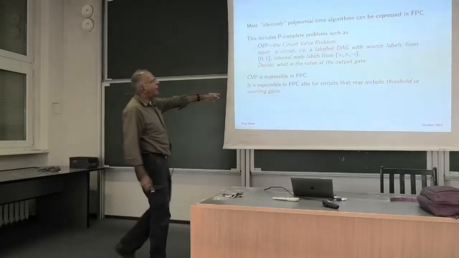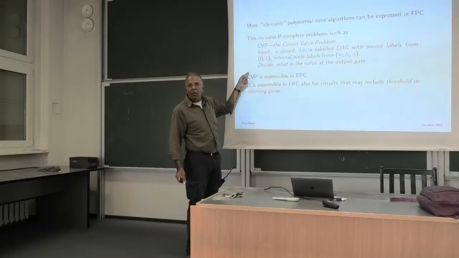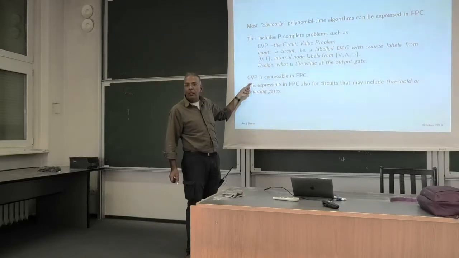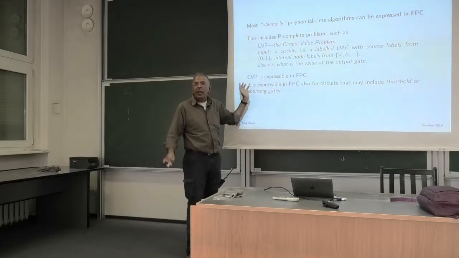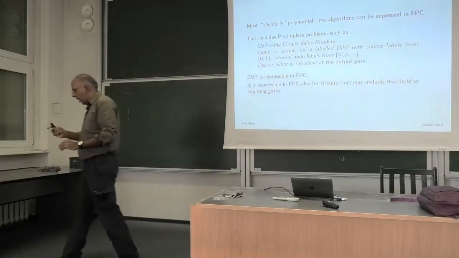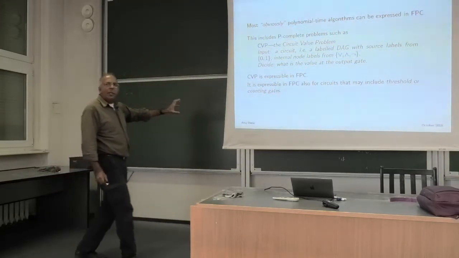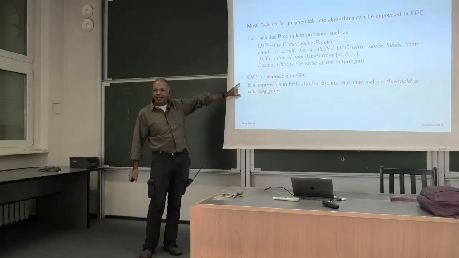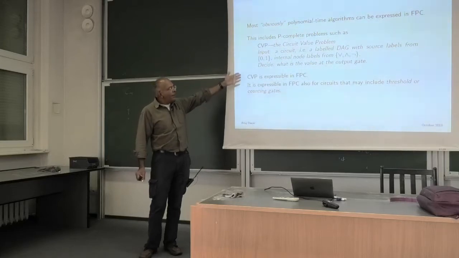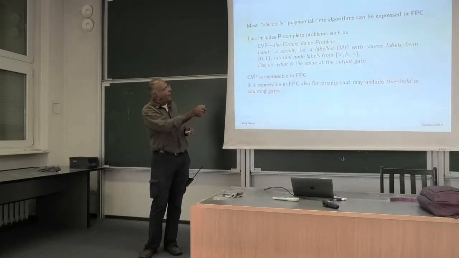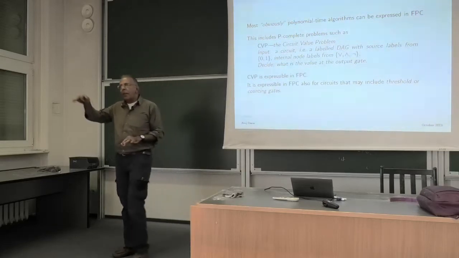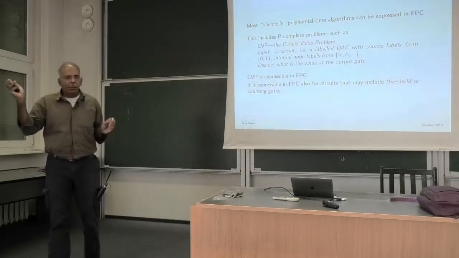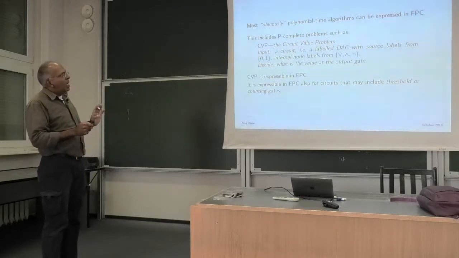If I add threshold gates here, I need to be able to count. But it's clear that the circuit value problem with threshold gates is still in FPC. I mentioned this because in the translation from circuits to FPC, this is an essential element. But this is a P-complete problem. So in ordinary complexity terms, it's as hard as you can get in P, but that's in this logic. But you can do much more.